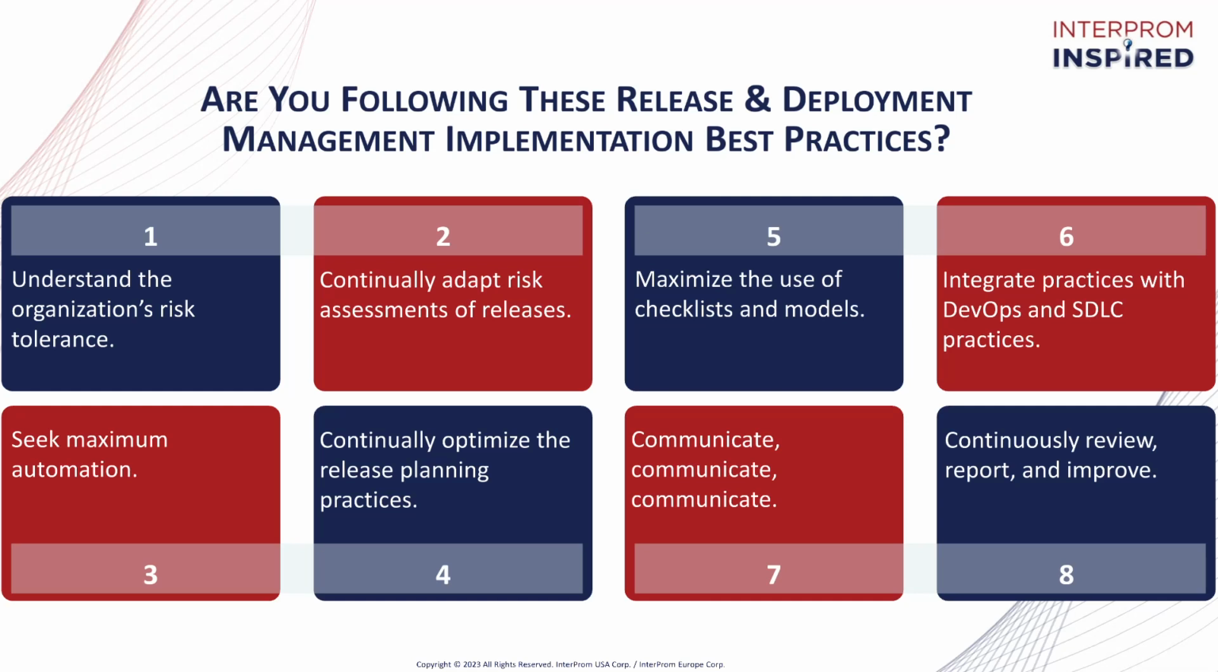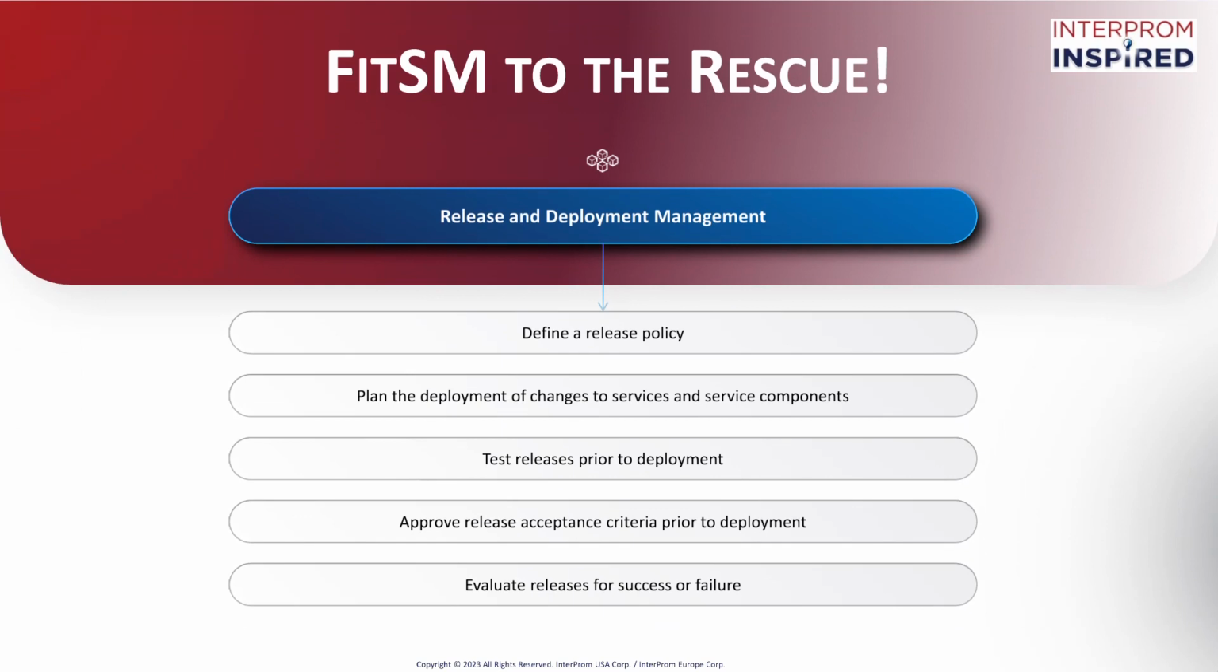Number 7 is about communication. Yes, of course, this is a huge factor in this process. Communicate the risks, communicate the planning, communicate schedules, communicate training, and so on. It's all communication, and continuously then also improve this release and deployment management process, because there's always room for improvement when it's about such a process.